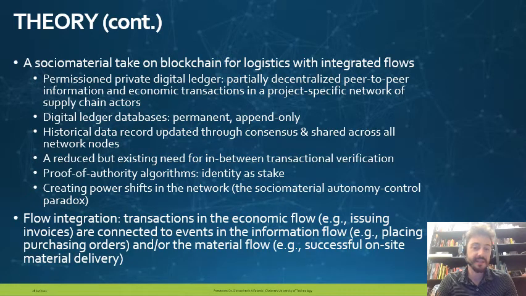A reduced but existing need for in-between transactional verification is there since this is a permissioned system, and it is based on proof of authority algorithms which feature identity as a stake. With this system, we create power shifts in the network in line with the sociomaterial autonomy control paradox. And the flow integration can be brought about by transactions in the economic flow, like for example, issuing invoices, which are connected to events in the information flow, like for example, placing purchasing orders, and or events in the material flow, like successful on-site material deliveries.